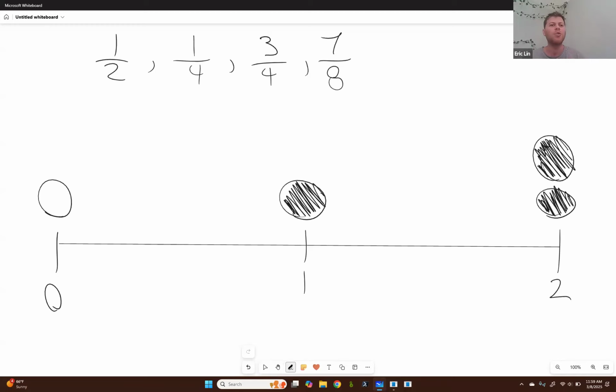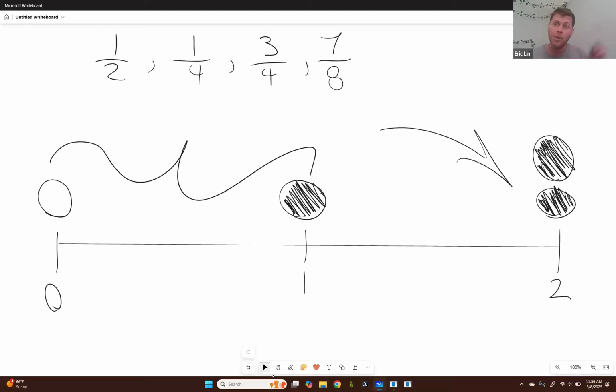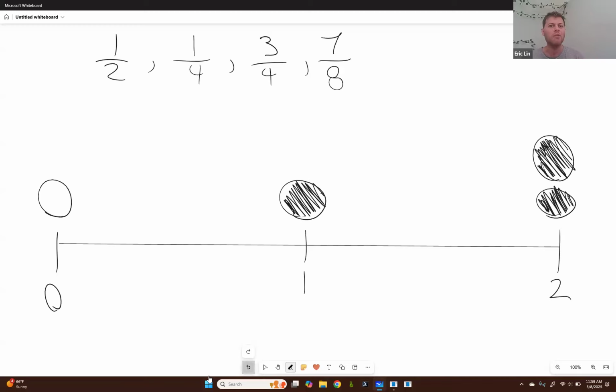I'll give you a hint. You really only need to write from 0 to 1. I just included the 2 as a way of showing you how we would represent 2. None of the numbers up here are between 1 and 2. But if you'd like to, you can pause, make a number line yourself, and try to figure out where these numbers would go on the number line.